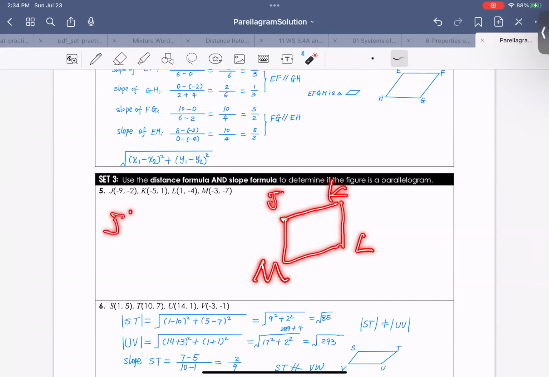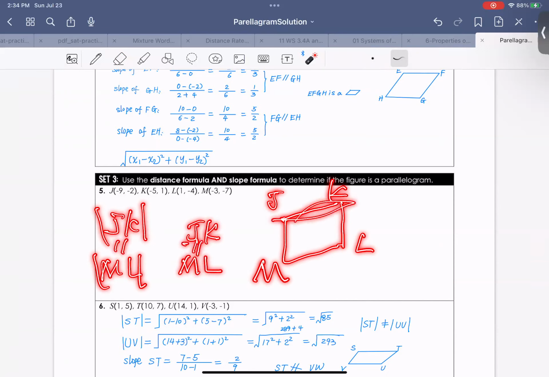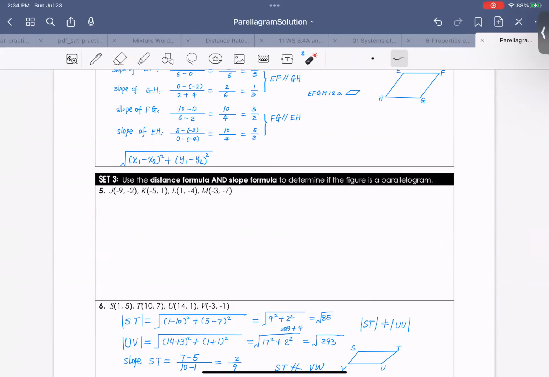So you want to get the JK distance and ML distance, and you want to get the JK slope and ML slope. If these two distances are equal and these two slopes are equal, then this is also a perfect parallelogram. Go ahead and do number 5.